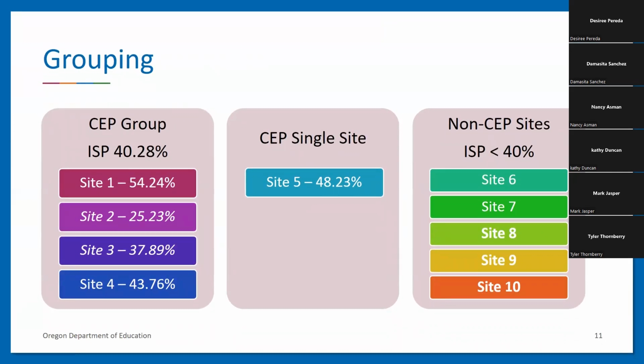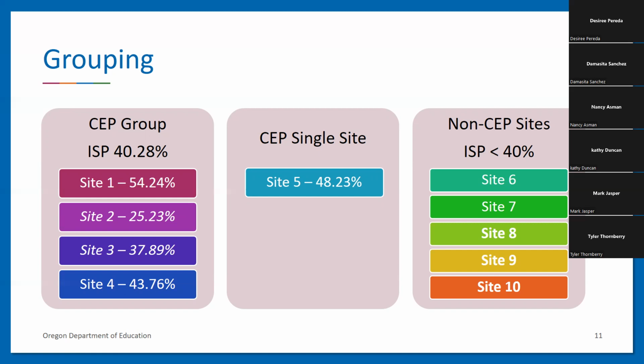Now we will discuss how to strategically group your schools. Schools with low ISPs can be combined with schools with higher ISPs to reach the 40% threshold as a group. In this graphic, a district has 10 sites. The district does not qualify for CEP district-wide, but they can group their sites to qualify for CEP as a group and/or as a single site.